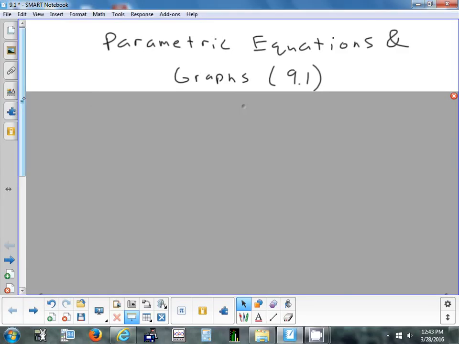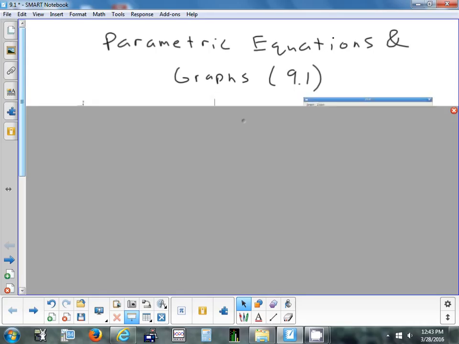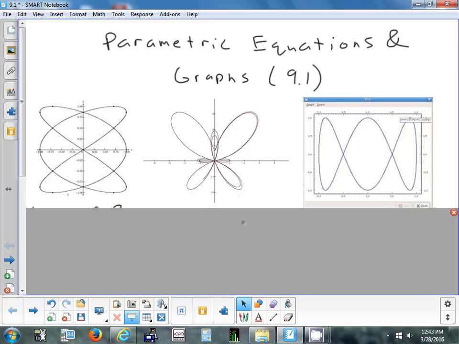Hi, so we're going to take a look at parametric equations. Okay, this section we'll do in one day. The next section, 9.2, we're going to split over 2 days. But basically with parametric equations, you can get all kinds of different graphs. Right? So some of these are a lot more complicated than what we're going to look at. We might look at one like this end one. But yeah, this one in the middle, like the butterfly, that's pretty complicated to do.